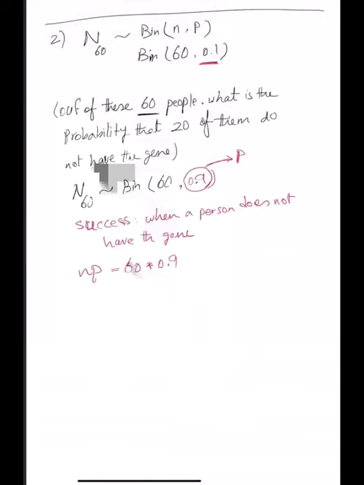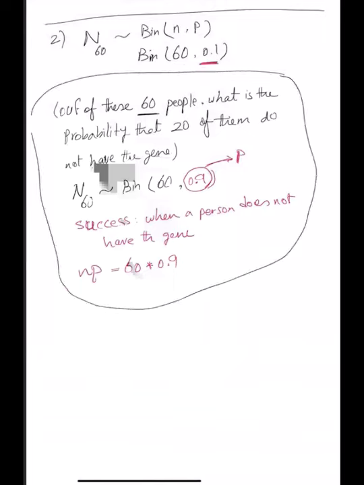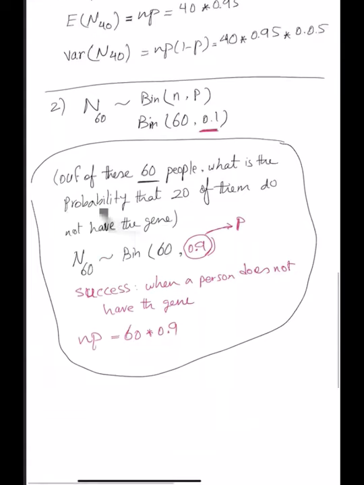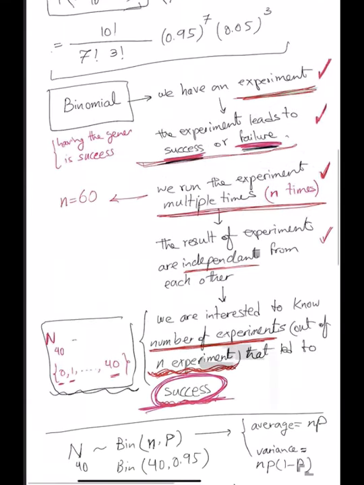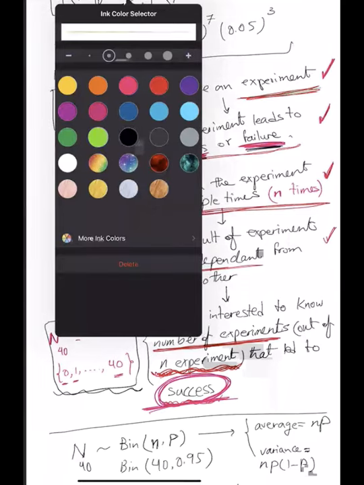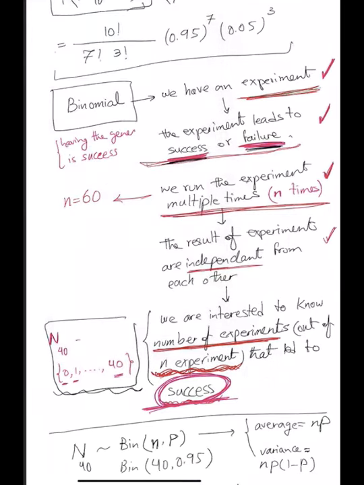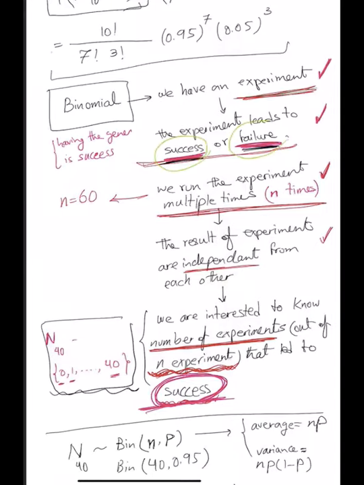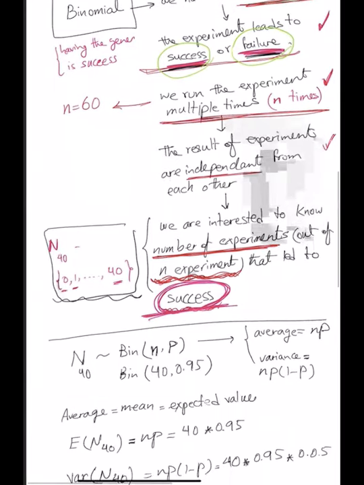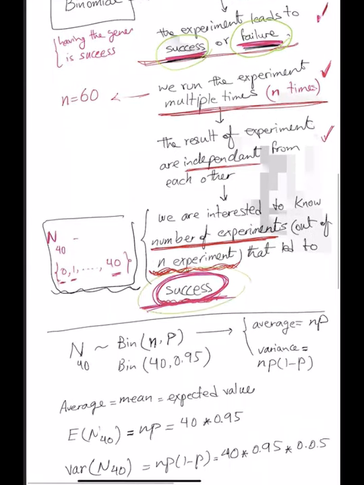Yeah, so not having the gene then becomes success in this part. Okay, so my point is that, yes, we run the experiment. Every experiment leads to success or failure. And at the end, I want to know the number of experiments that have led to success.